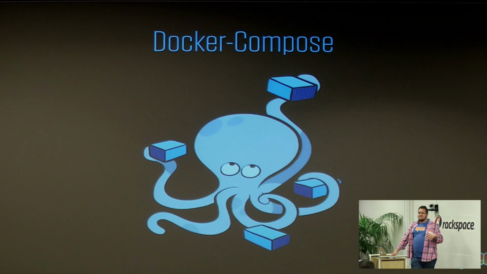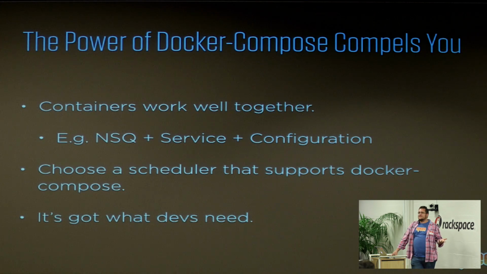One of my favorite things that a lot of the schedulers are doing right now is saying, hey, this Docker Compose thing is actually kind of rad. And I think it's brilliant. Containers work well together. Being able to say, this is my tiny service, and it just runs with these things. We use NSQ quite a bit, and we might deploy a service with its own little NSQ, and a thing that grabs its configuration. We can put that into a Docker Compose YAML file. You can run that on your laptop. We can deploy that exact Compose YAML file to production with ECS.